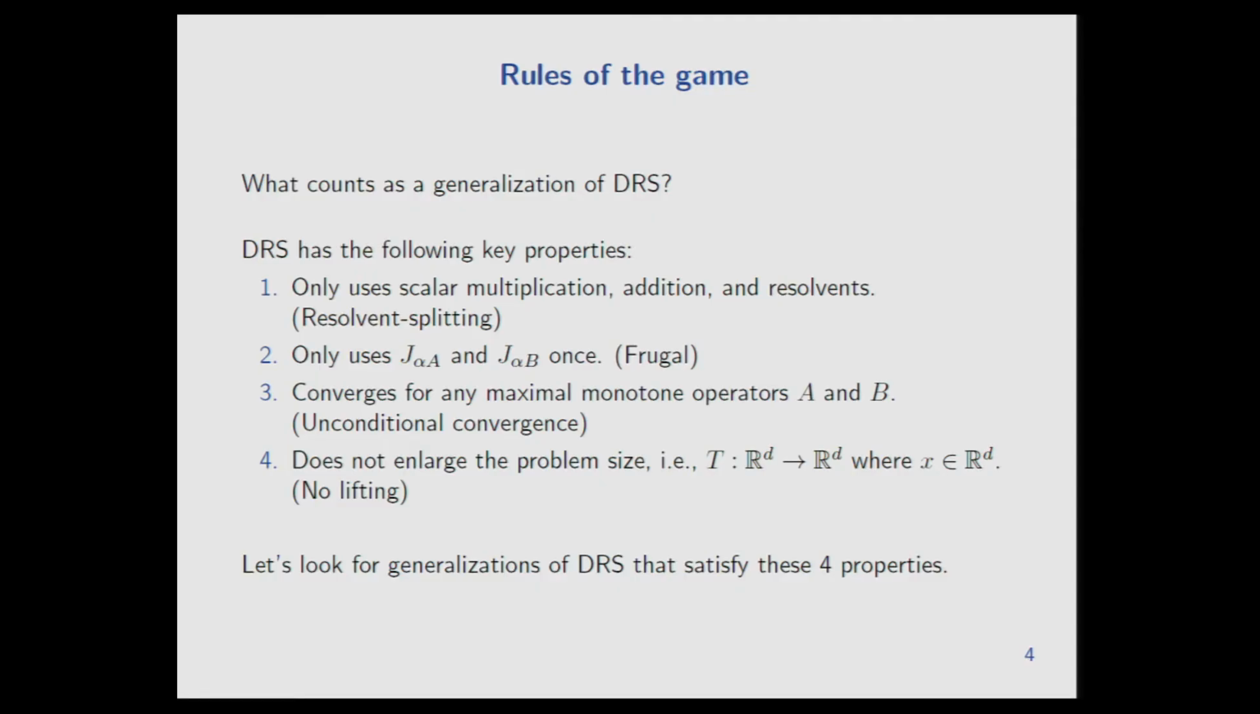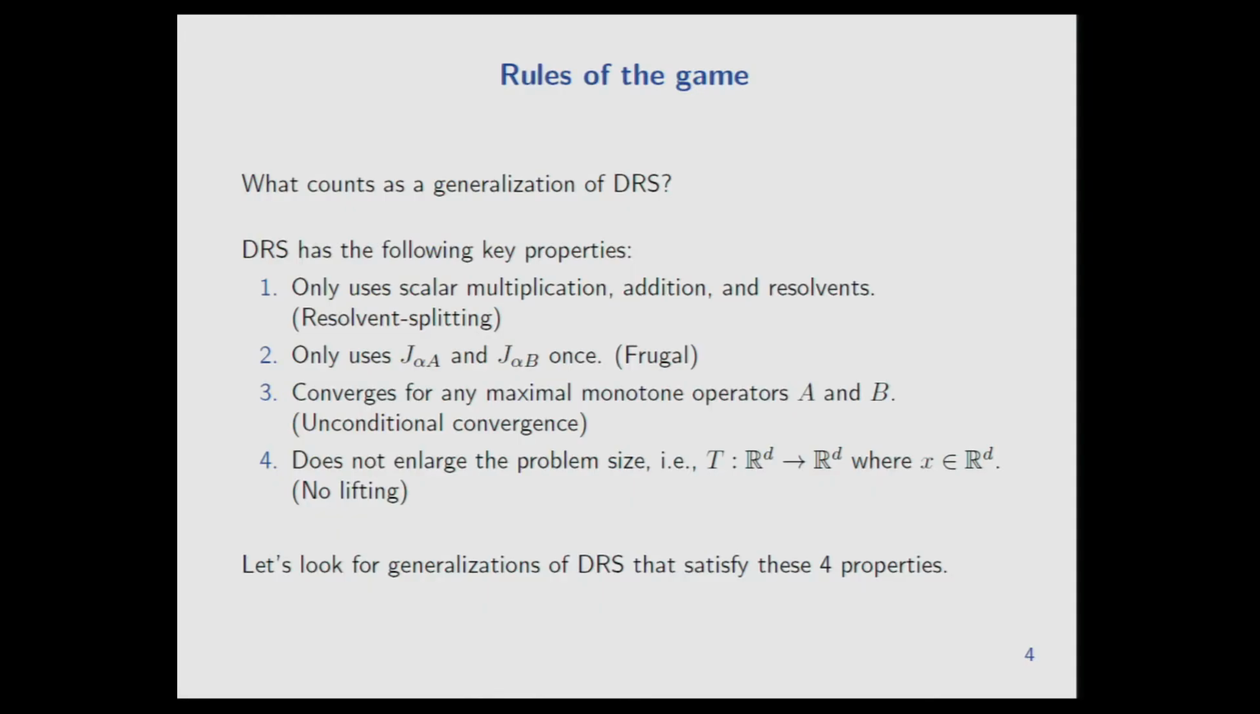So let me first establish the rules of the game, because we first need to agree upon what constitutes a generalization of DRS. To do so, let's review the key interesting properties that DRS has. Property number one: the DRS fixed point iteration is constructed using scalar multiplication, addition, and resolvents. Let's call this property resolvent splitting, because it just uses resolvents. Property number two: the resolvent with respect to A and the resolvent with respect to B are each used only once. So let's call this property frugal.